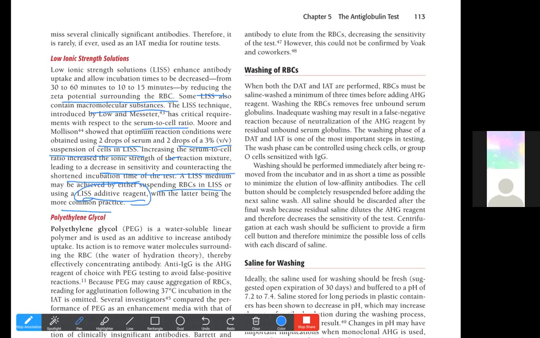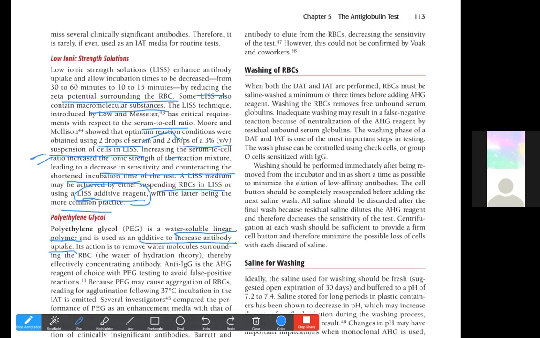When you are suspending the RBCs in LISS, the 3% reaction mixture would be used in a 2 to 2 serum to cell ratio. For PEG, it is a water soluble linear polymer and is used as an additive to increase antibody uptake. Its action is to remove the water molecules surrounding the RBC.